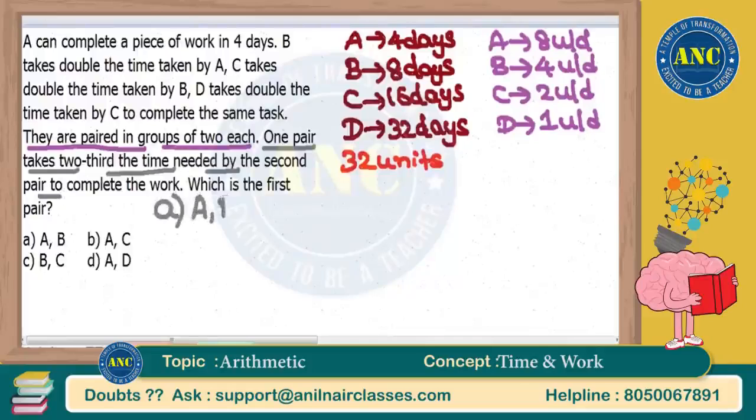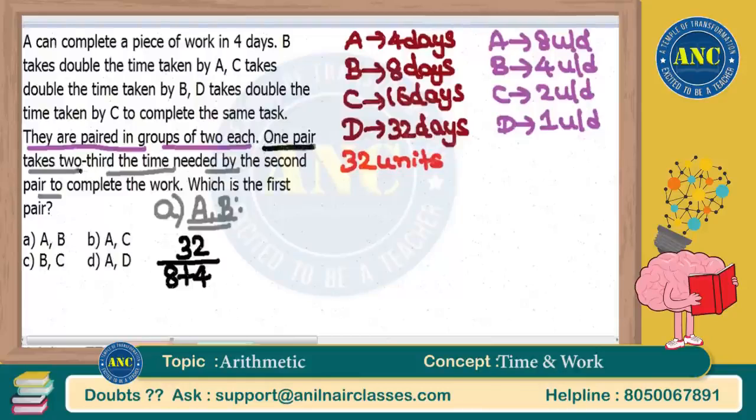First pair, I am assuming it as first option. First option is A and B. That means I am assuming that the first pair is A and B. Now, if the first pair is A and B, first of all, how much total time will A and B take? Total 32 chocolates need to be distributed, and A will distribute 8, B will distribute 4, right?